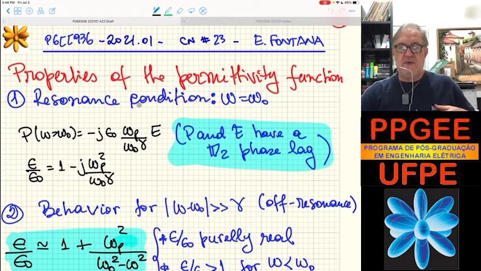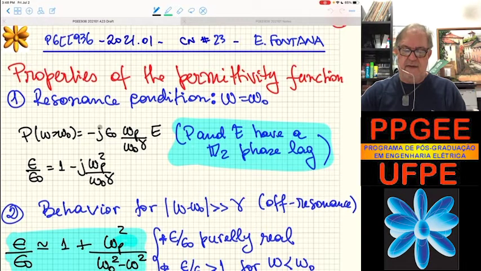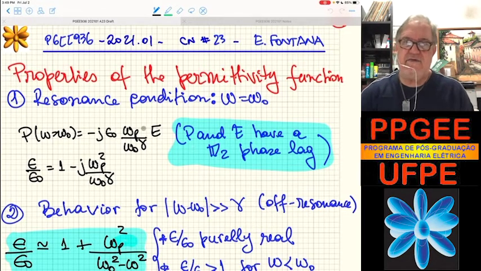So in the resonance condition, the curious fact is that the polarization factor here is a purely imaginary number times the E field. So in terms of phase lagging, P and E have a phase lag of pi over 2, right? This has a physical meaning, in fact.